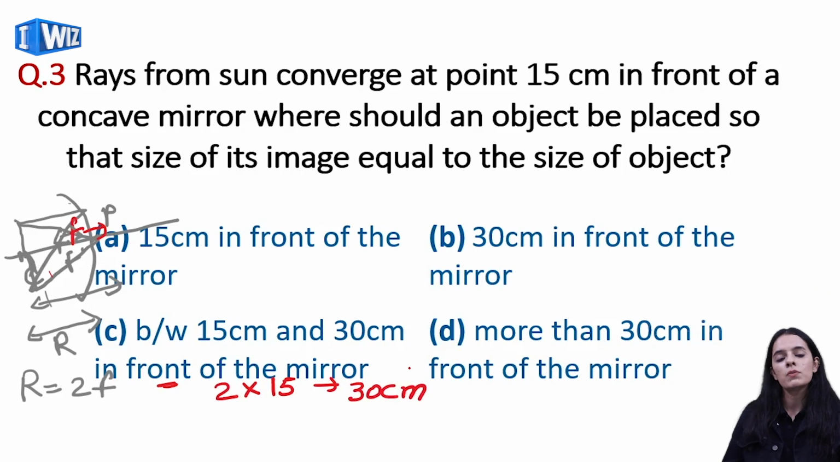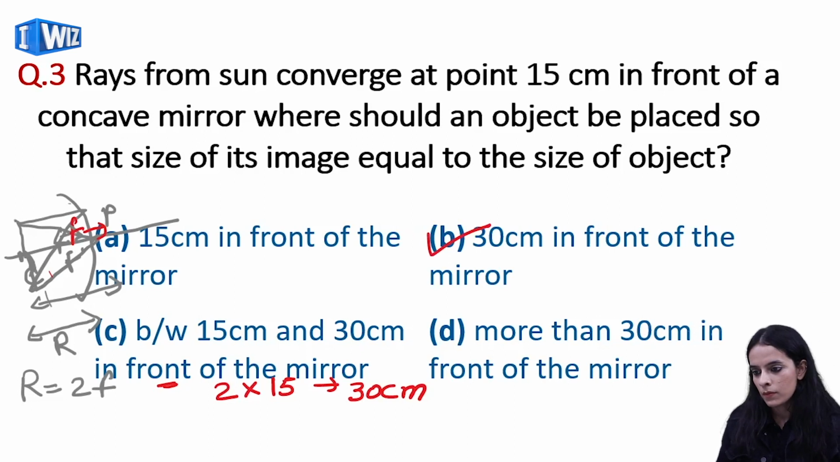So where should an object be placed? It should be placed in front of the mirror at 30 centimeter, because at 30 centimeter only the height of an object is equal to the height of an image. So what is the correct option from here? 30 centimeter in front of the mirror. Now come to the next one.